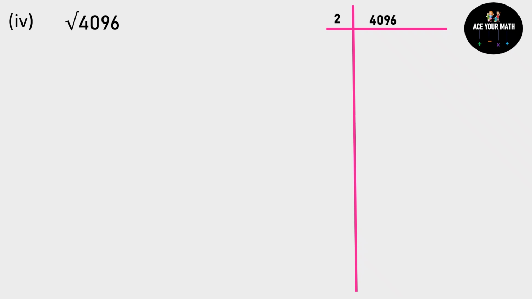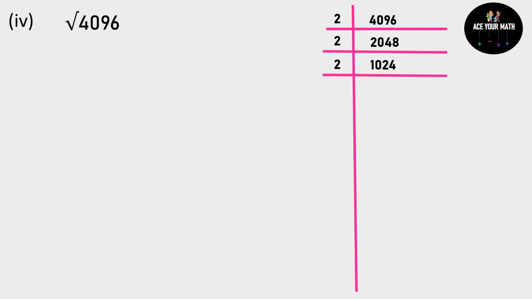Now find the square root of 4096 by prime factorization method. See, 4096 is ending with an even digit, so it means it is divisible by 2. So start dividing 4096 by 2. When you divide it by 2, you get 2048. 2048 is again ending with an even number, it means it is divisible by 2. On dividing, you get 1024. Again divide it by 2.